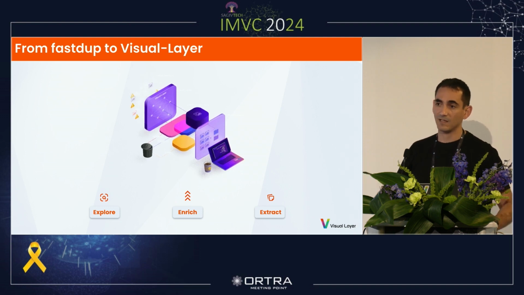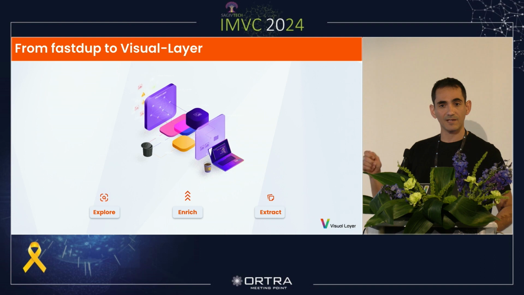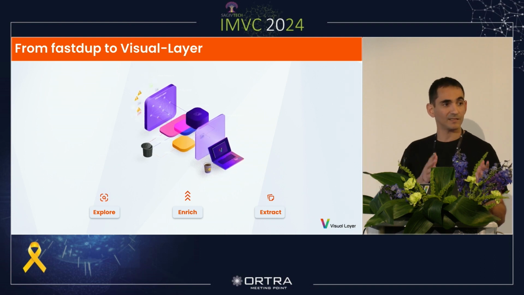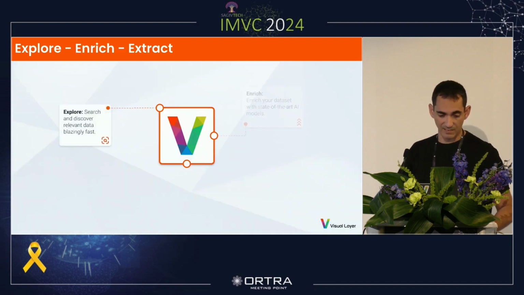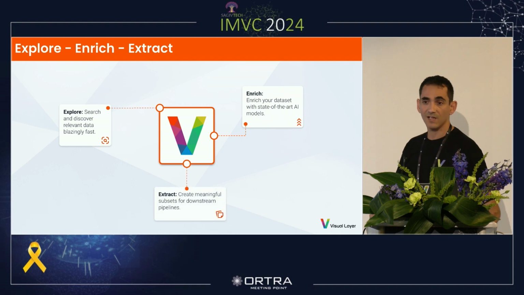So for the last year and a half, we've taken FastLoop to the next level, and we actually built a data-driven platform with 3 main pillars inside. One is exploration, the other is enrich, and the third one is extraction.